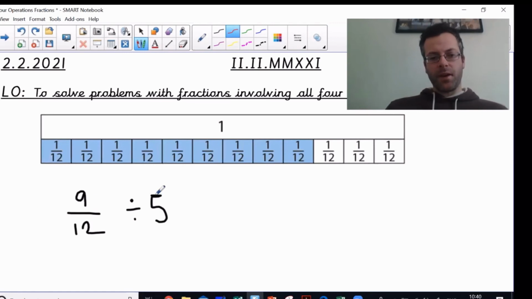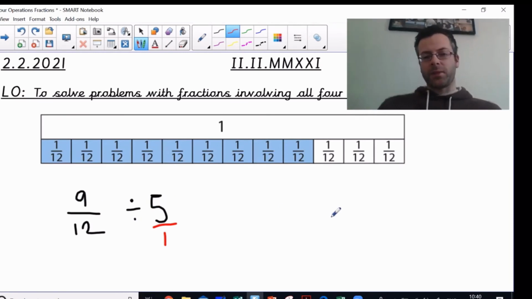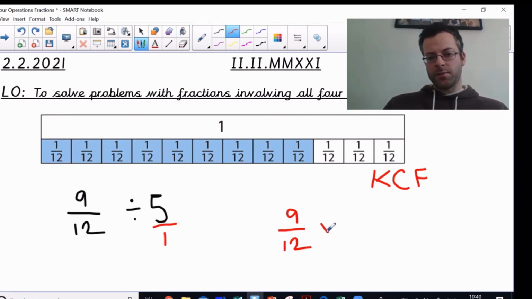Let's just look at another one. 9/12. If I'm dividing that by 5, well, I'm going to make that a fraction. So make it 5/1. And then what I'm actually doing is splitting that 9 parts into 5 different parts. Now, that's not easy when that's 9 divided by 5. So if we can't do that, we remember dodgy KFC. Keep, change, flip. So I keep my first fraction the same, 9/12. I change my division to a multiplication. And then I flip this fraction round so it ends up being 1/5.